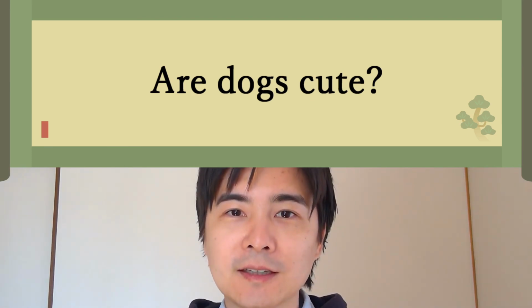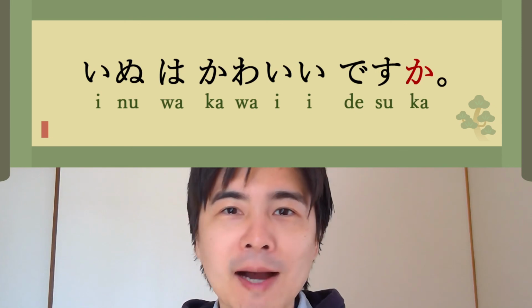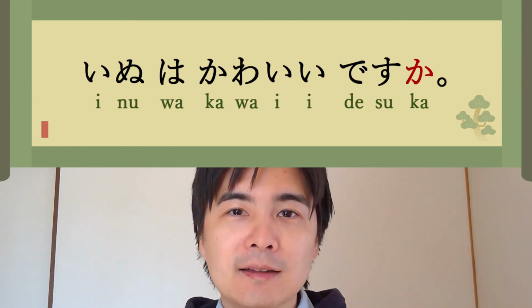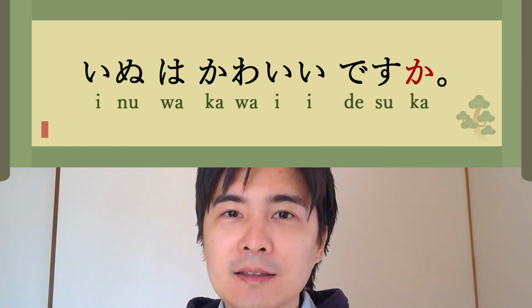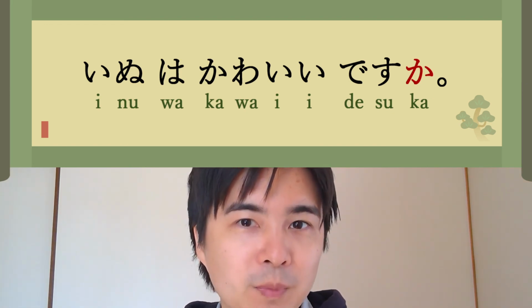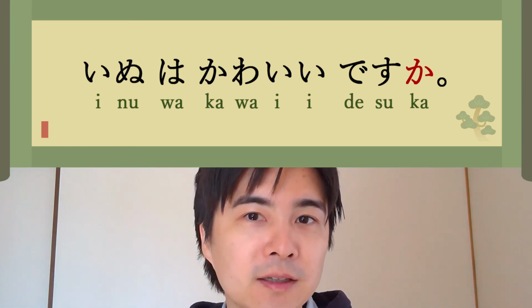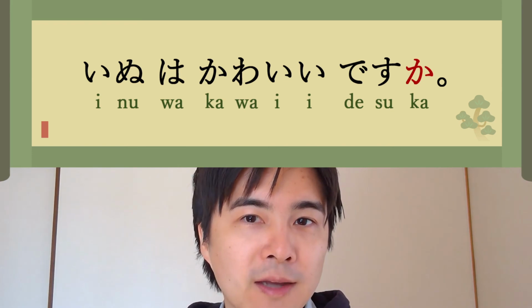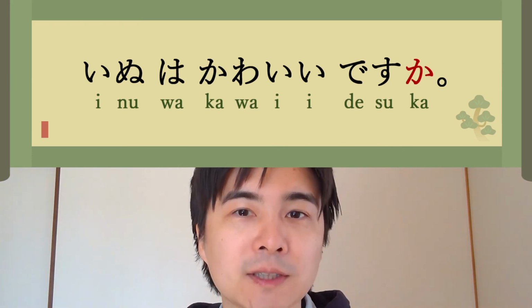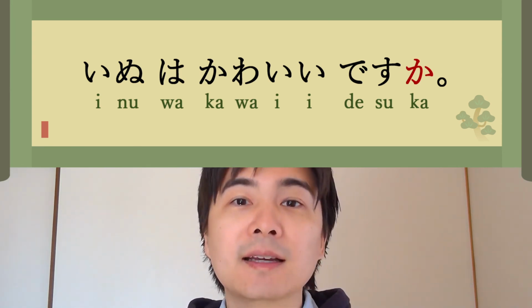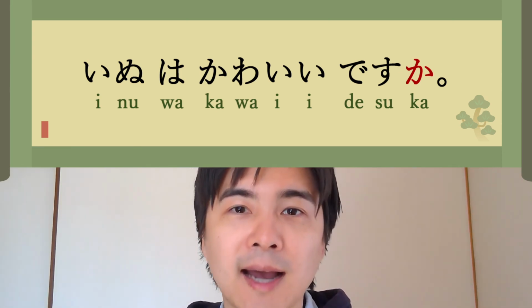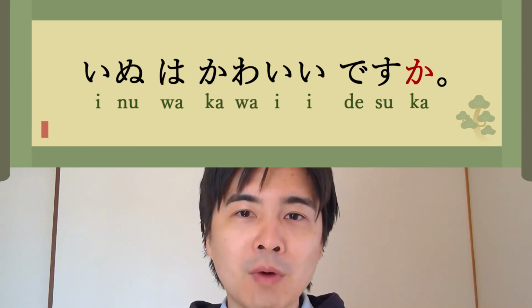The answer is 犬はかわいいですか?犬はかわいいです means dogs are cute. And when we want to make an interrogative sentence, you just need to add a question marking particle か at the end of the sentence. So, are dogs cute is 犬はかわいいですか?